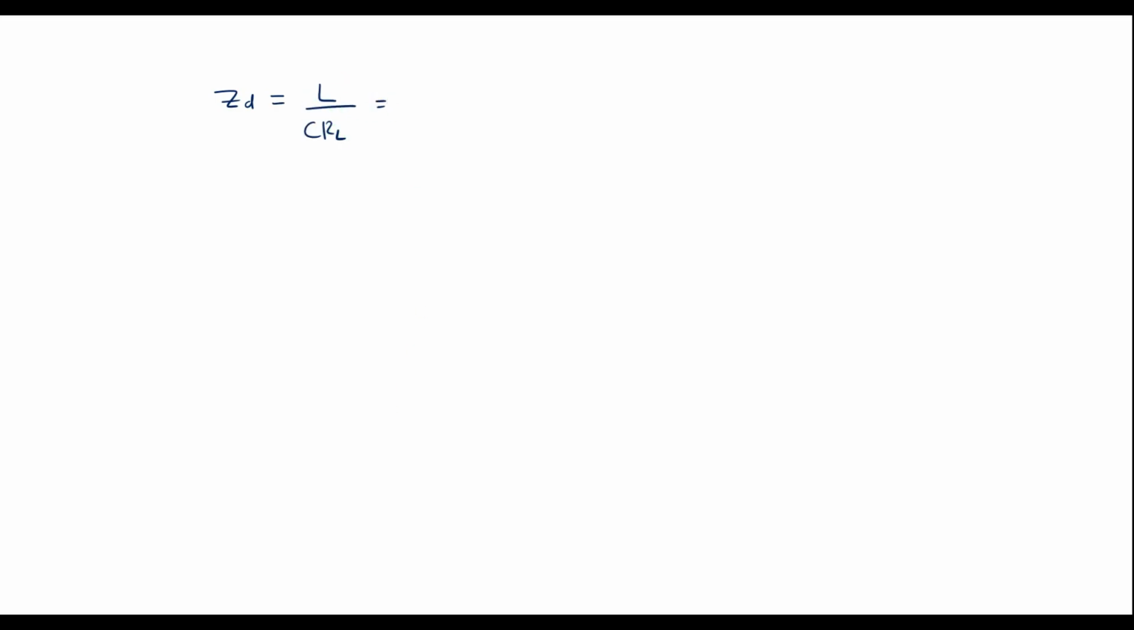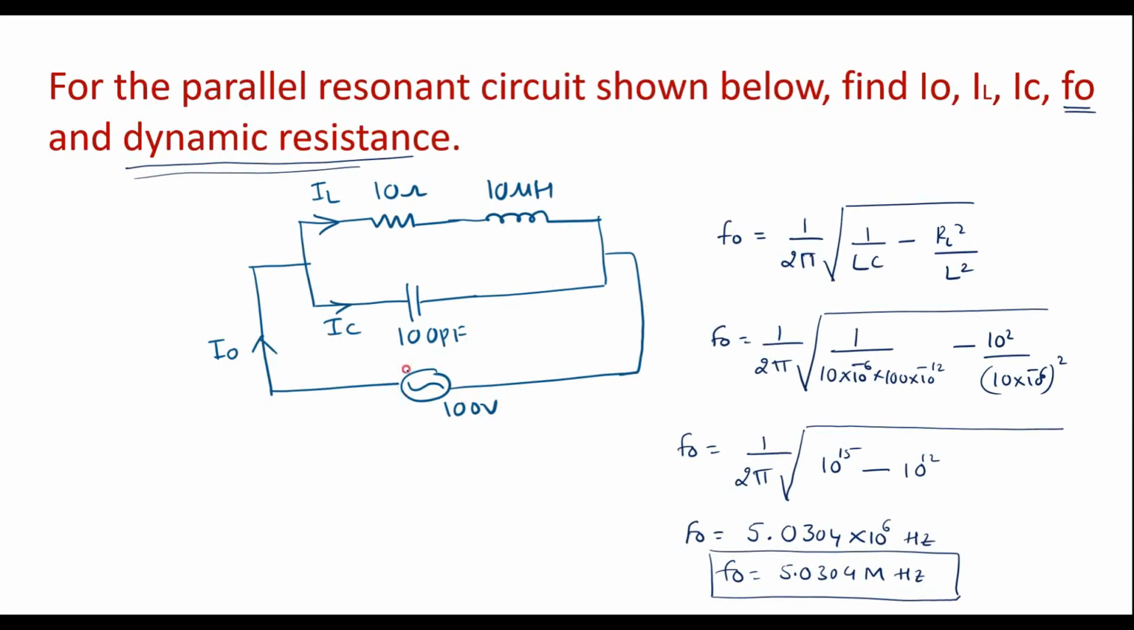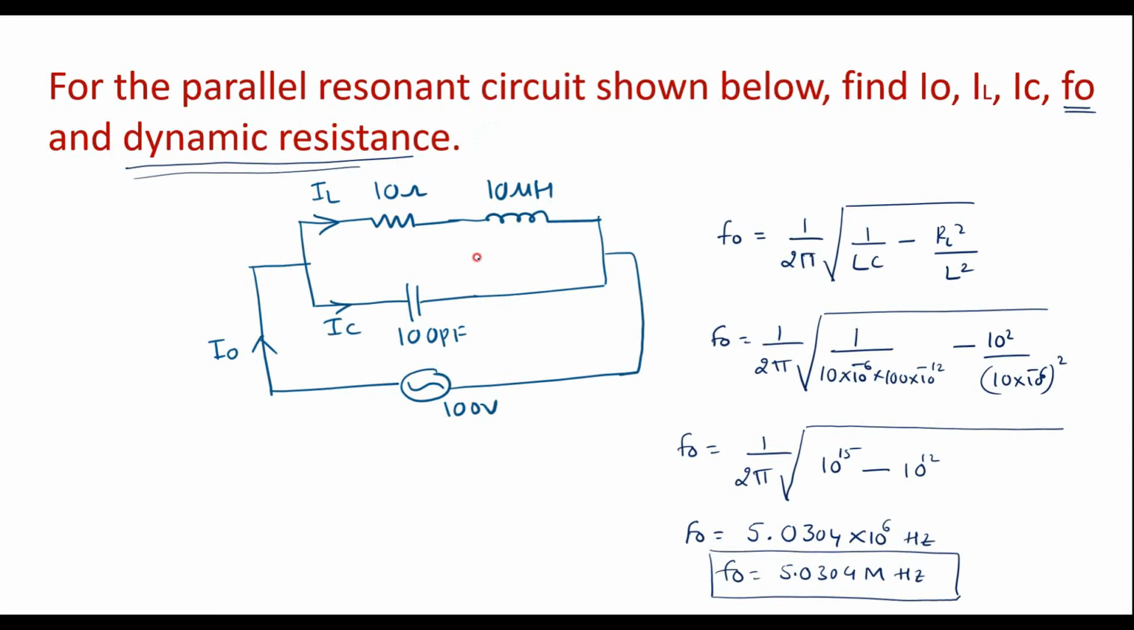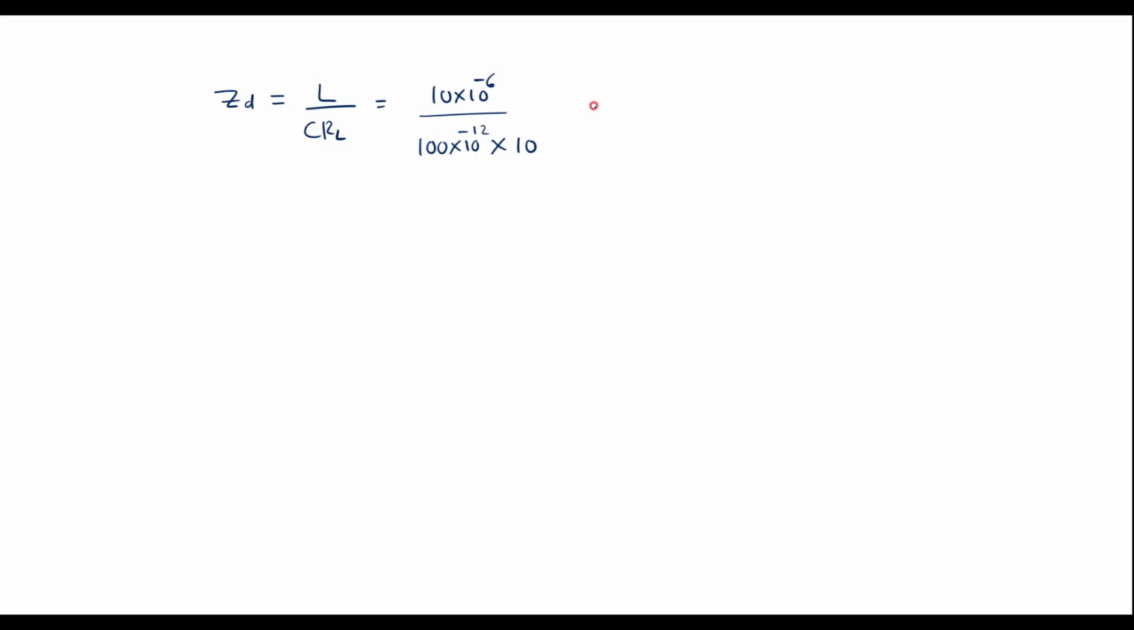So here the given L value is 10 microhenry, that is 10 into 10 power minus 6. Capacitor value is given, that is 100 picofarad, 100 into 10 power minus 12, into RL value, which is 10. So let me simplify this. It gives 10 into 10 power 3 ohm, or I can write it as 10 kilo ohm. So therefore ZD is equal to 10 kilo ohm.